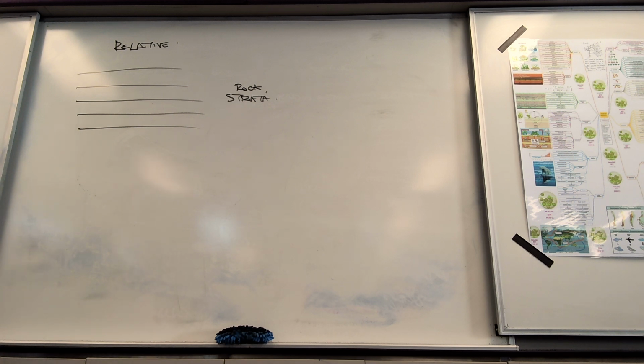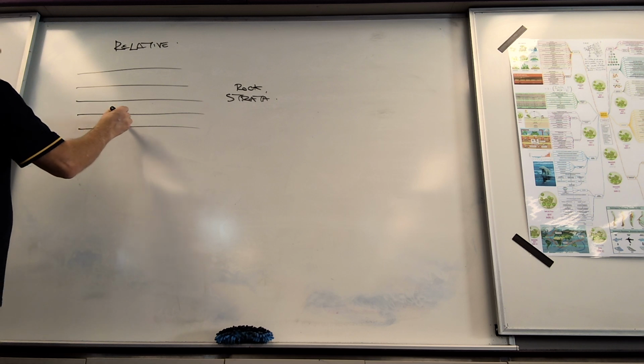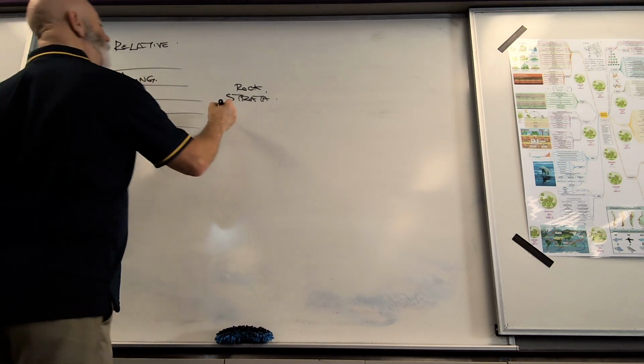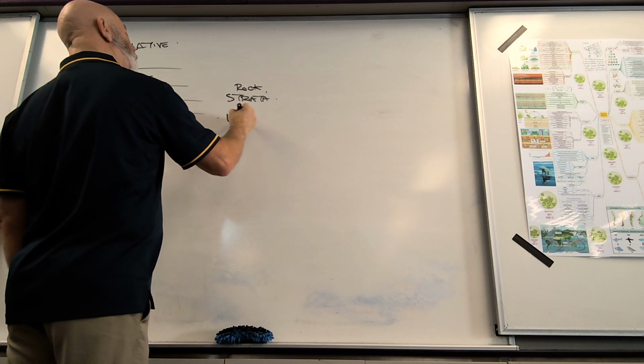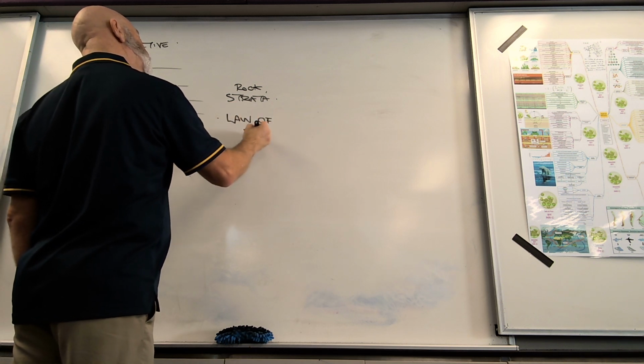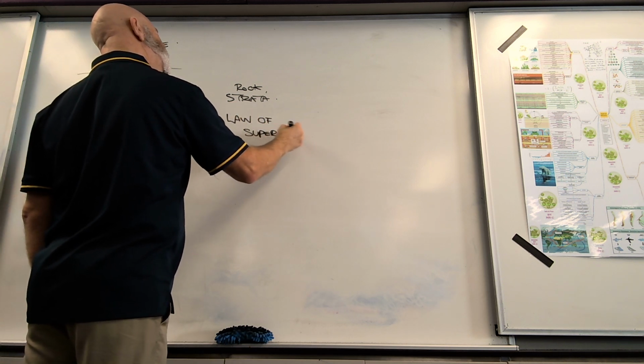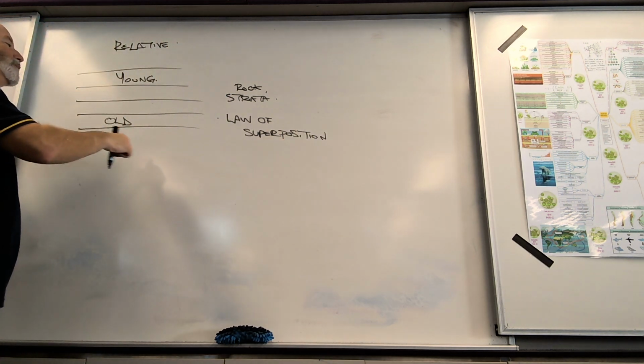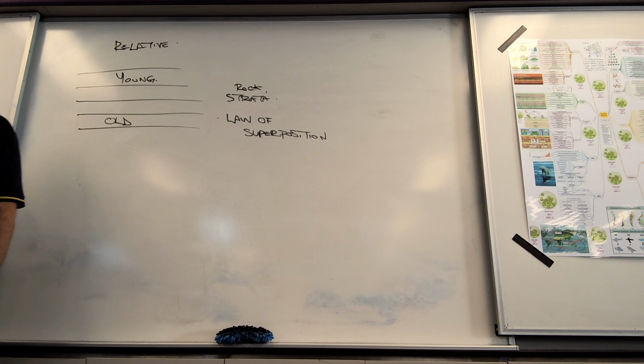Which one is the oldest and which one is the youngest? Alexis? The stuff at the bottom is the oldest. Well done. The stuff at the bottom is the oldest, and the stuff at the top is the youngest. And we call that the law of superposition, where the youngest is at the top and the oldest is at the bottom.